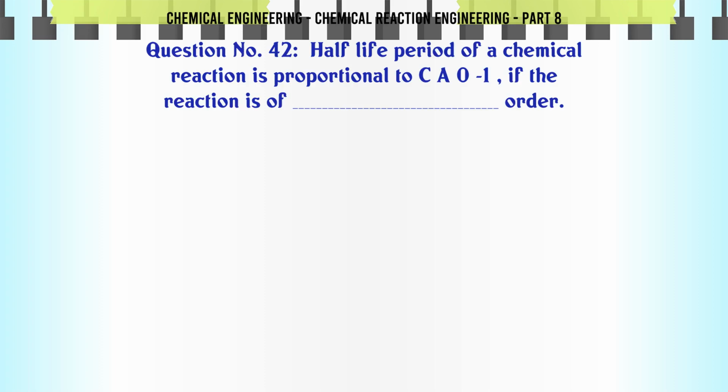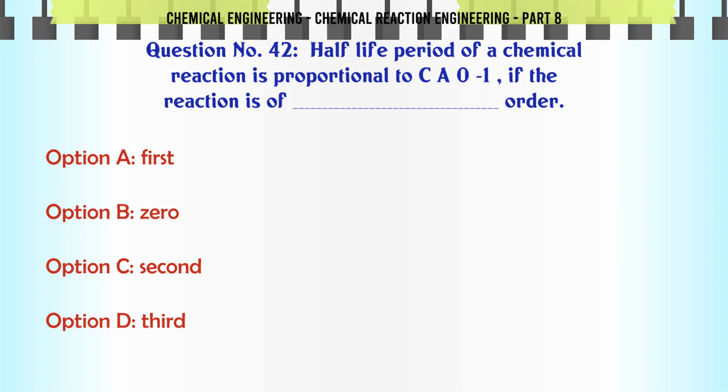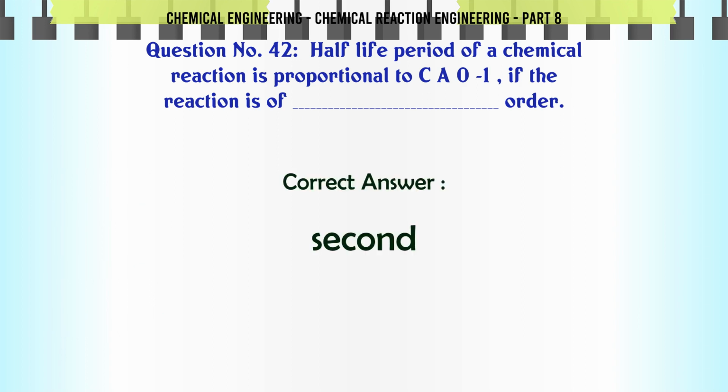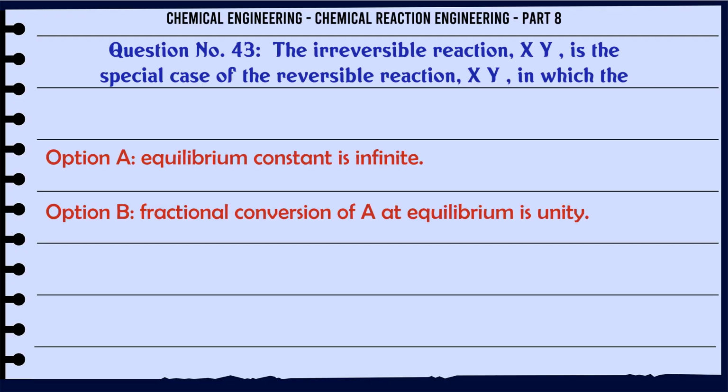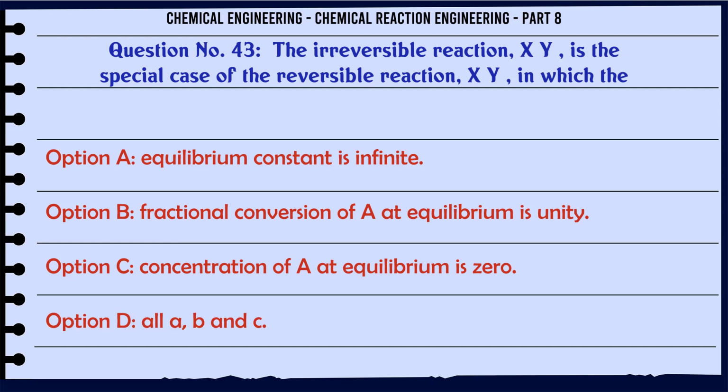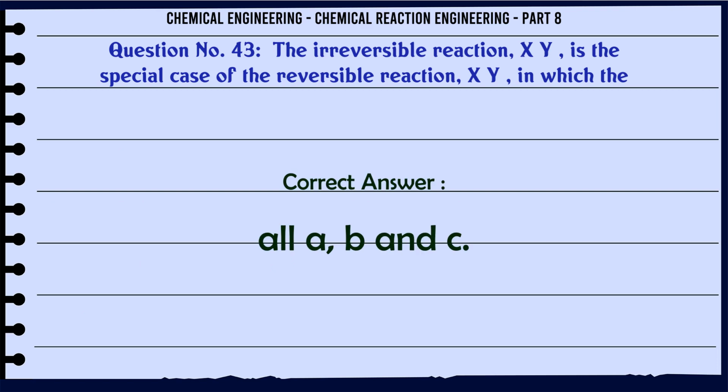Half-life period of a chemical reaction is proportional to CA0^-1 if the reaction is of order A. first, B. 0, C. second, D. third. The correct answer is second. The irreversible reaction X → Y is the special case of the reversible reaction X ⇌ Y in which the A. equilibrium constant is infinite, B. fractional conversion of A at equilibrium is unity, C. concentration of A at equilibrium is zero, D. all A, B and C. The correct answer is all A, B and C.